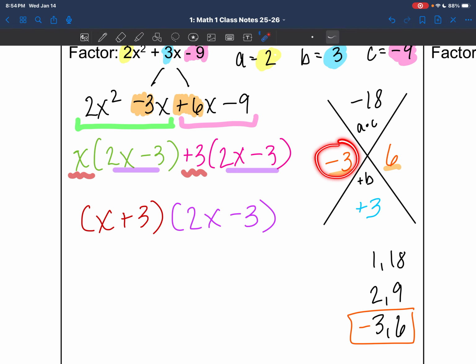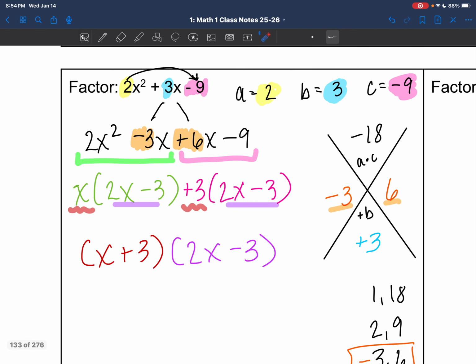So now we're going to take this, and we're breaking apart our middle term to be negative 3x. And then we're going to take this, and when we break apart our middle term, we get positive 6x. Don't forget to include those x's. And then we're going to bring the other parts down. So now you should have 4 terms. Now that we have 4 terms, we can go on to group.